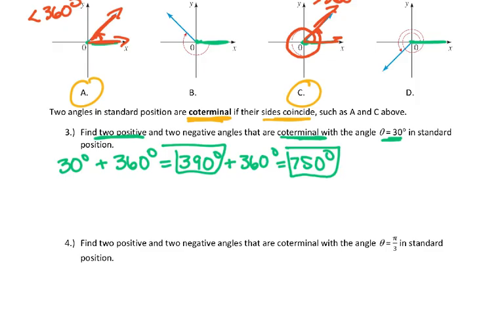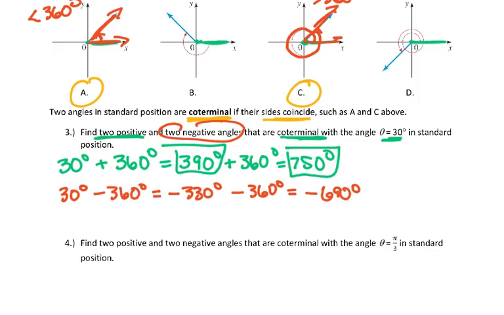Now I bet you already know how we're going to come up with 2 negative values. You can see I started with 30, I subtracted 360, so 1 negative coterminal angle to 30 degrees is negative 330, and if I subtract another 360, my second angle will be negative 690 degrees. And we can do the same thing with radians, except instead of adding or subtracting 360, we are adding or subtracting a full rotation in radians, which is 2 pi.